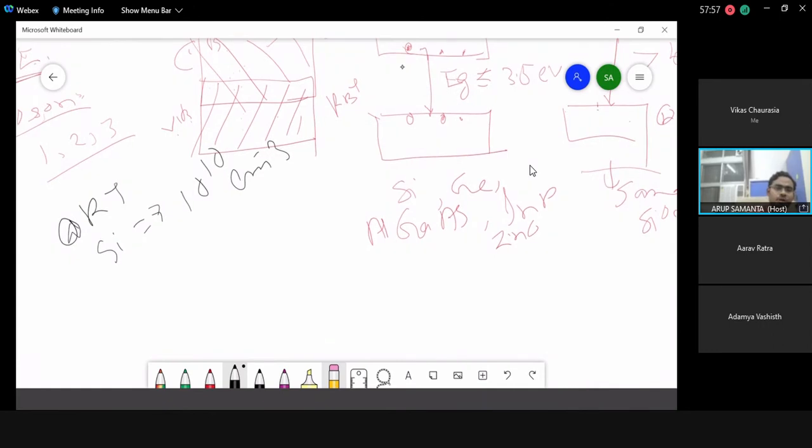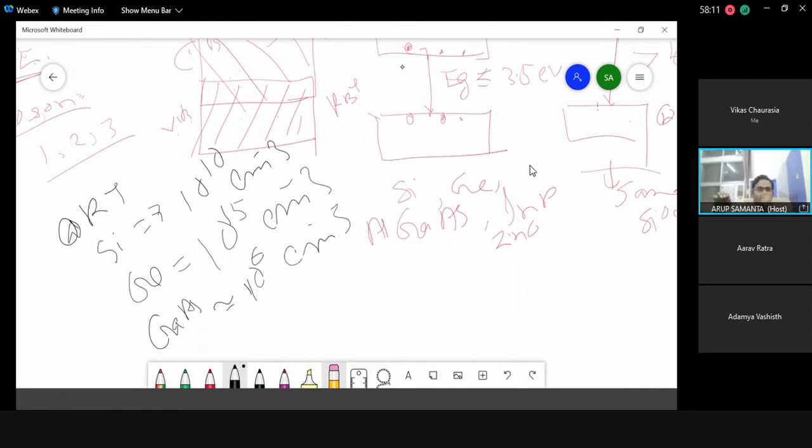For germanium, this magnitude is of the order of 10 to the power 13 per centimeter cube. For gallium arsenide, the band gap is high, so this is of the order of 10 to the power 6 per centimeter cube. This number of electrons in the conduction band is not sufficient for making any electrical device. This carrier concentration is very low and not sufficient for making any transport device.